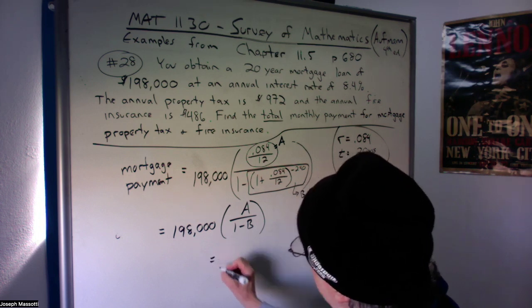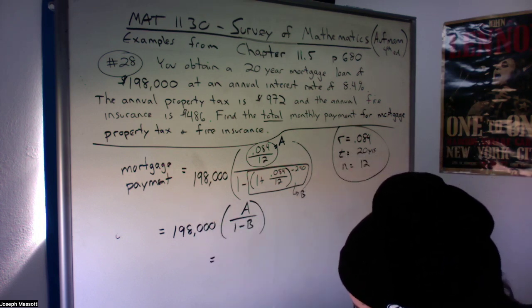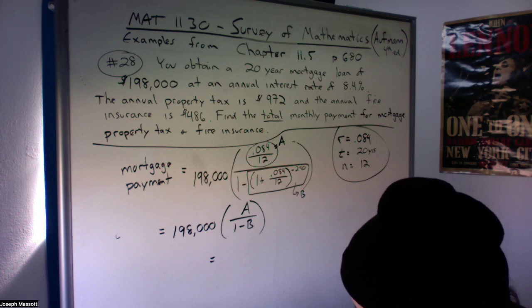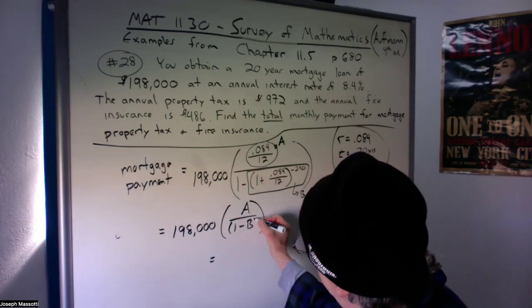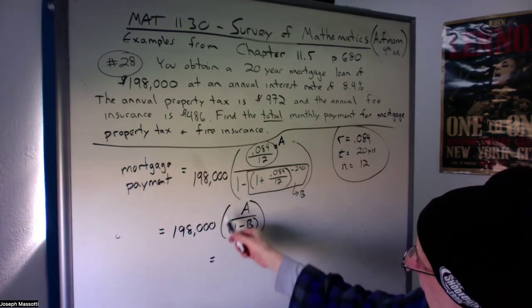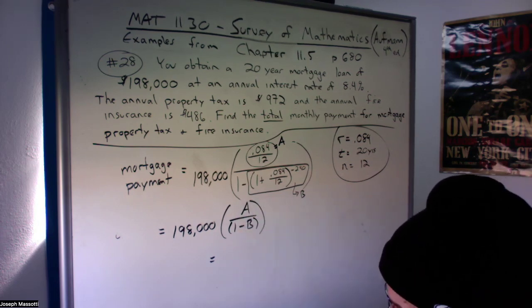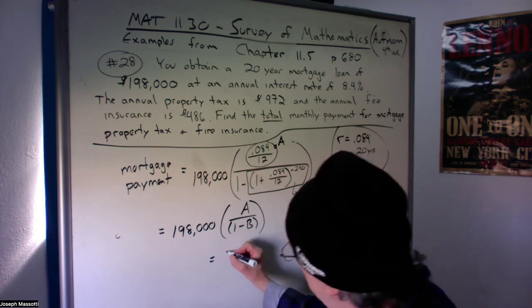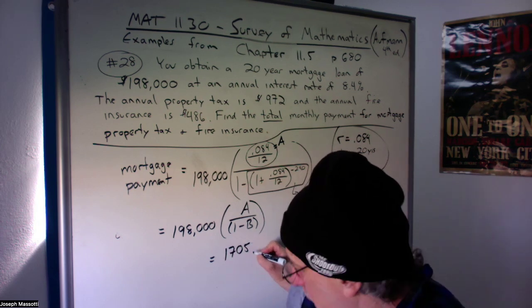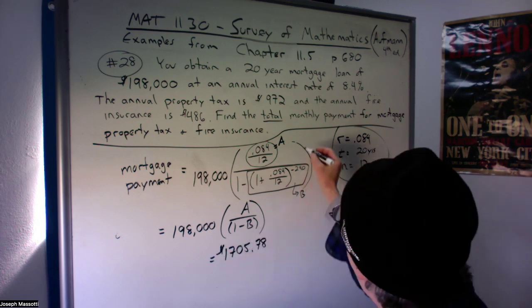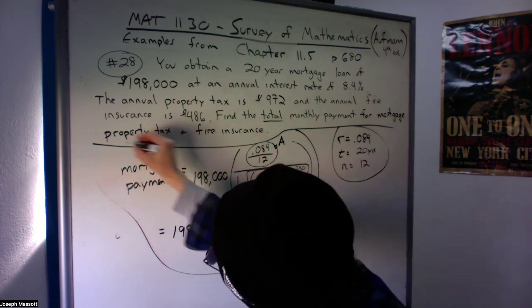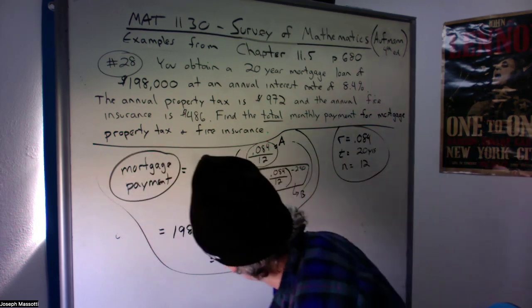And now we can just calculate this by putting in 198,000 times A divided by 1 minus B. Careful use of parentheses, right? Put parentheses around the denominator and parentheses around the entire fraction. And we should get our monthly payment of $1705.78 to the nearest cent. All right, so that's our mortgage payment. That's not all, right?